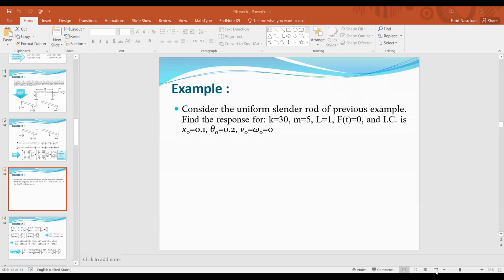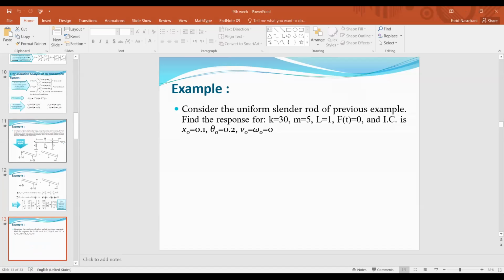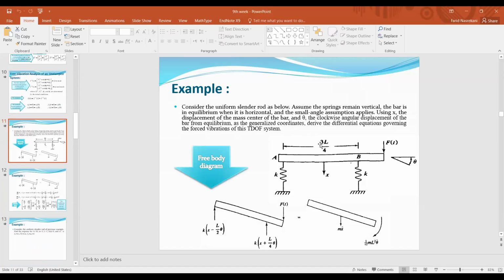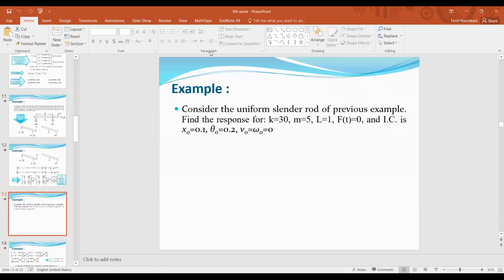Continue with one example. We solve this example and extract the equation of motion for this system with 2 degrees of freedom. Now we want to find the response for this system for these numerical values.